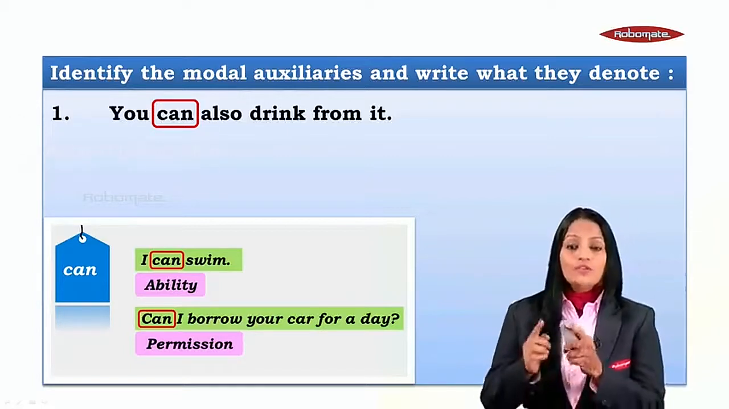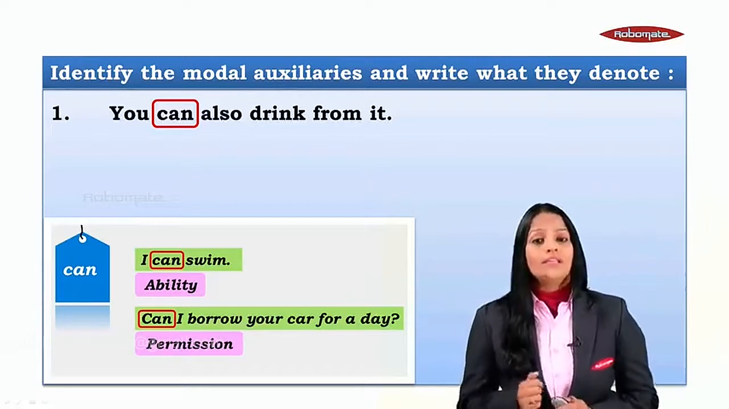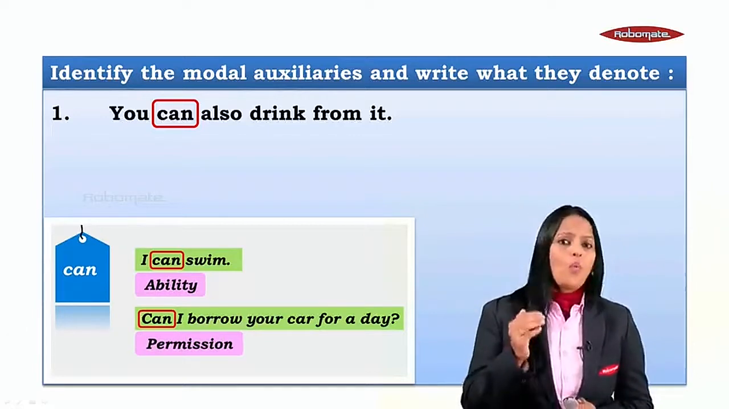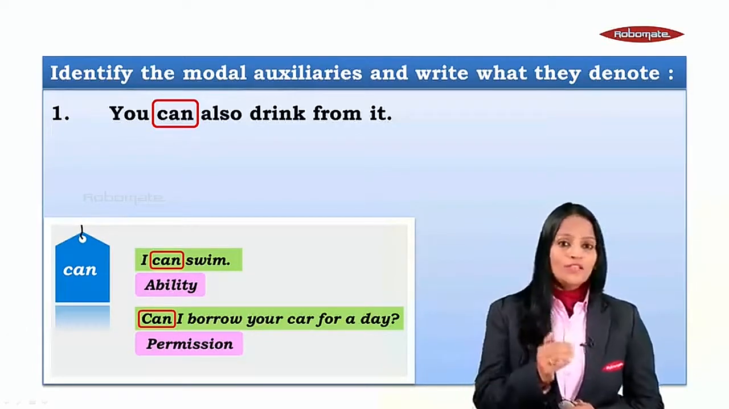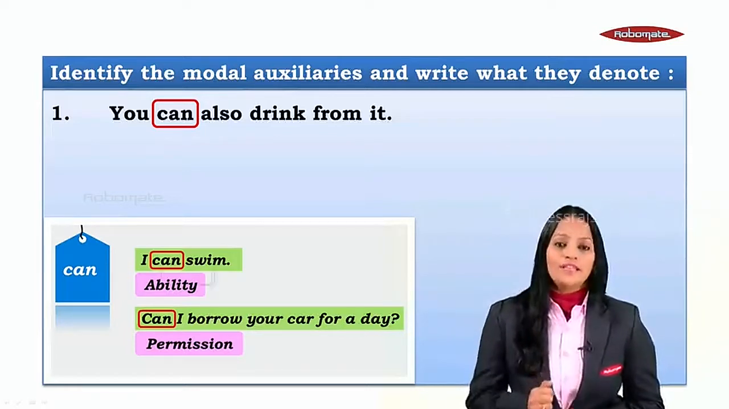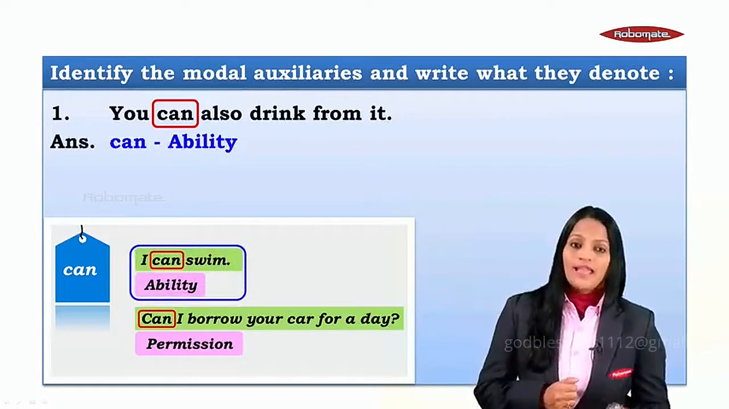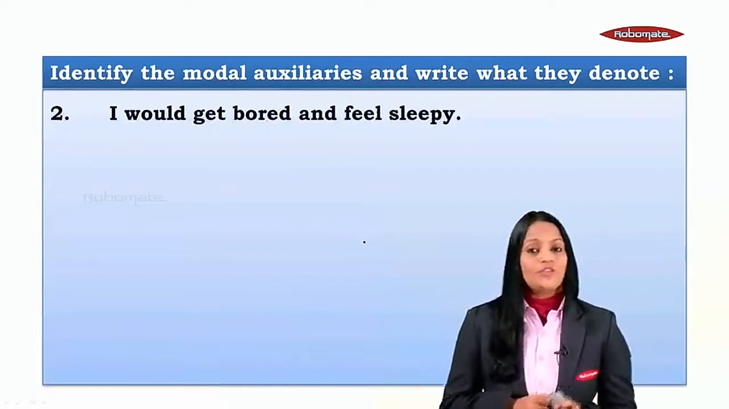Students, here, to recap, what are the 2 functions of can that we have seen earlier? Ability and permission. But here, what is it? Is it ability or is it permission? Students, you can drink from it. Definitely, it is showing ability. So what is the answer? That can expresses ability.